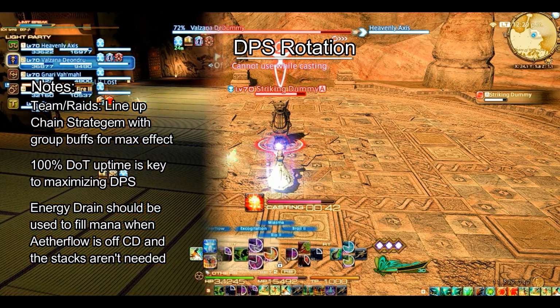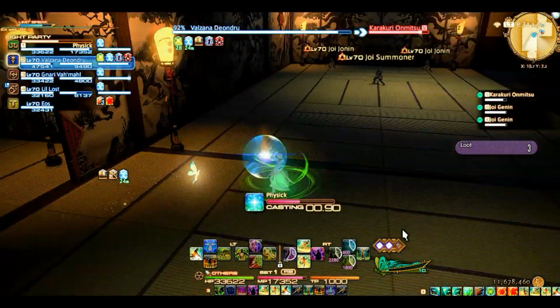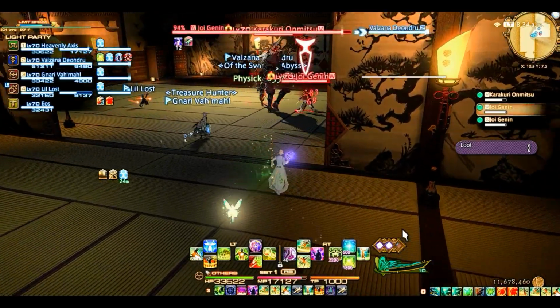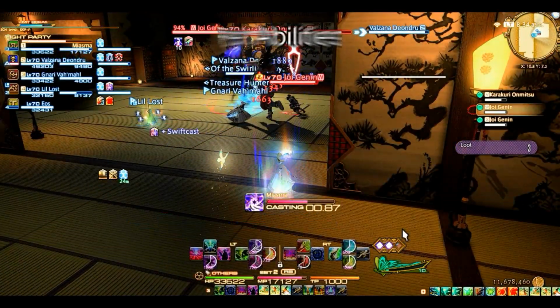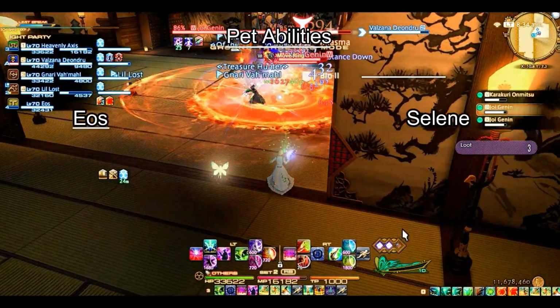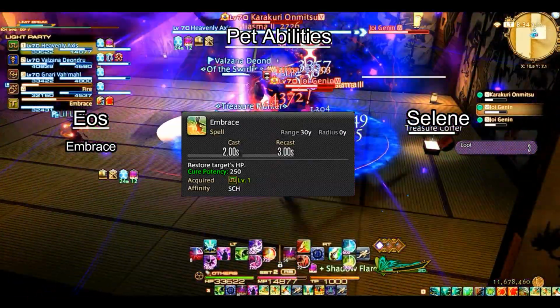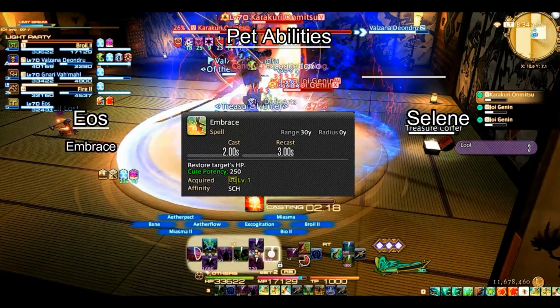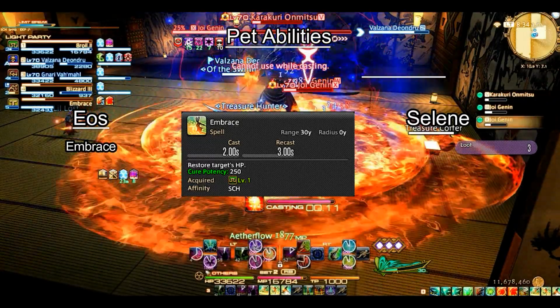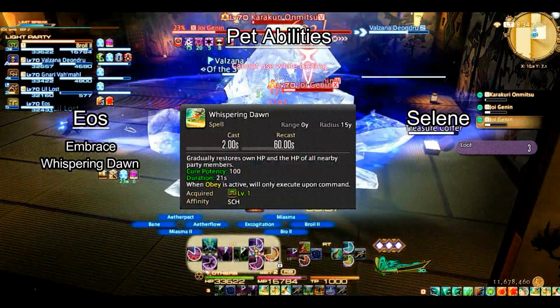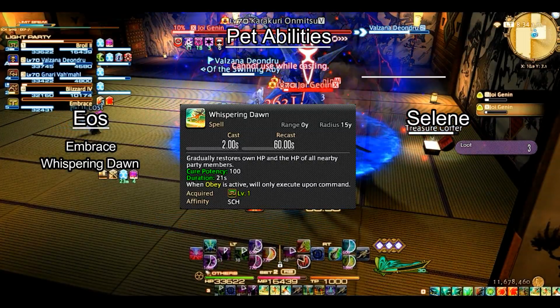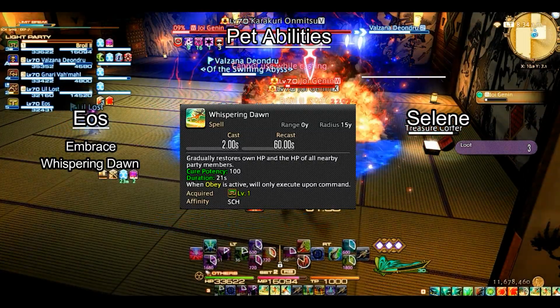Your pet is another major mechanic of the Scholar class. You have 2 fairies to choose from, so let's cover their individual and sometimes shared skills. First, on the Eos side, you have Embrace, a 250 potency heal that will be cast on the member with the lowest health automatically. Second, you have Whispering Dawn, a heal over time ability that heals all nearby party members for 100 potency for 21 seconds.